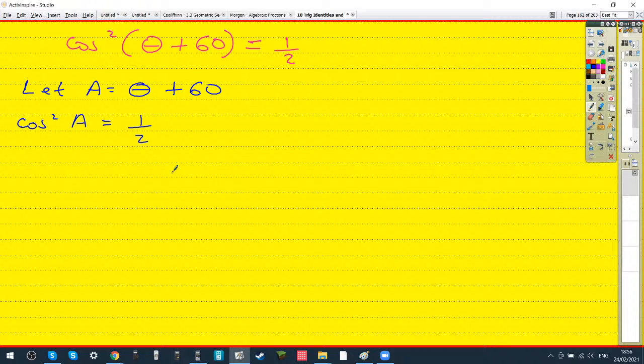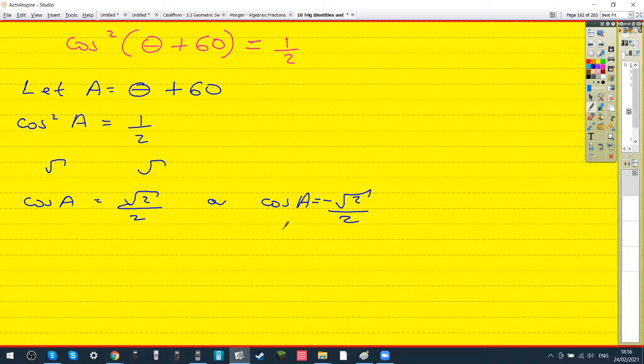Root both of them, so you get plus or minus root 2 over 2 equals cos A. Inverse cos of root 2 over 2 gives you 45. And 135. And let's say I restricted the range from 0 to 180. So those are all my solutions. Sorry, that's A equals, isn't it? That's A equals. Okay.